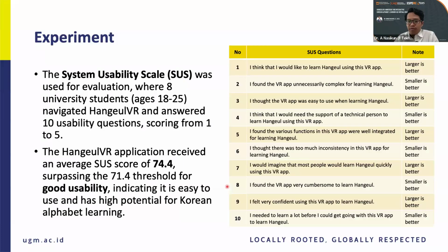And also to verify our work, we performed a user study. In this case, we are using the System Usability Scale, or SUS, in which we gathered 8 students who are still learning Korean to use and test our system. We asked them the 10 questions of the SUS, and we got an average score of 74.4, meaning that our system has good usability.